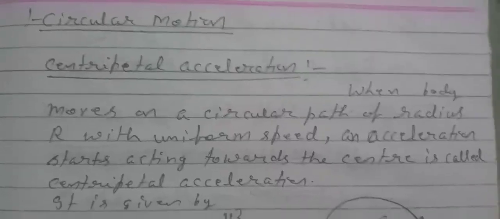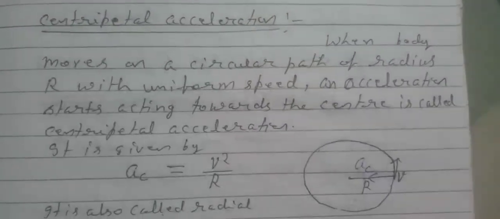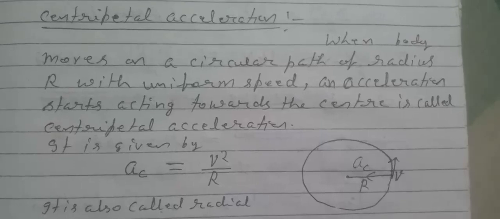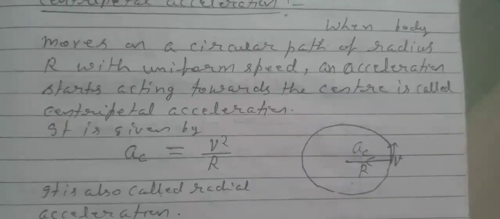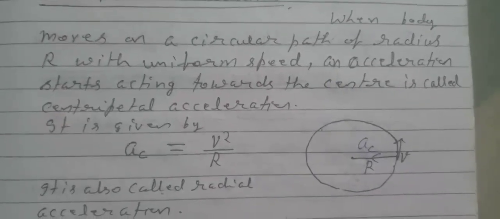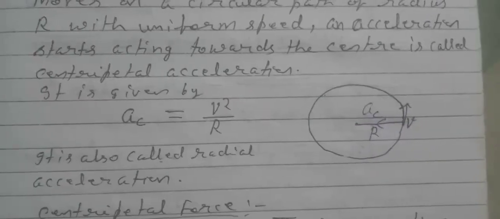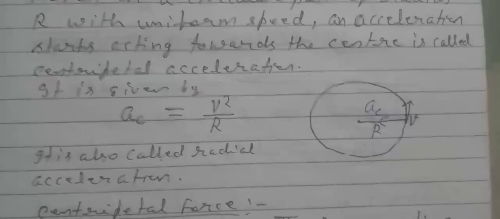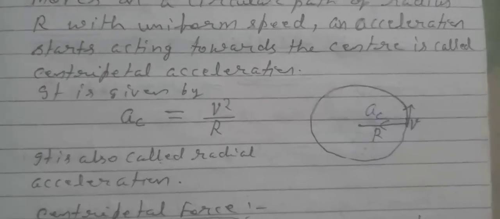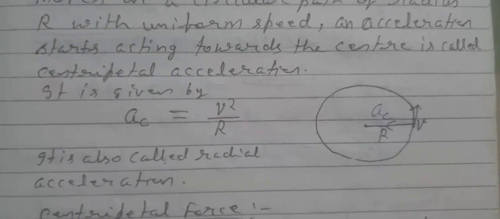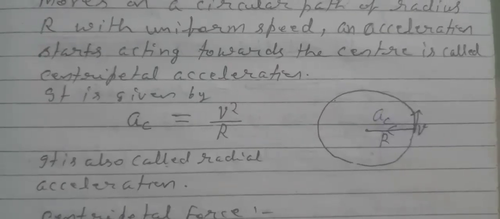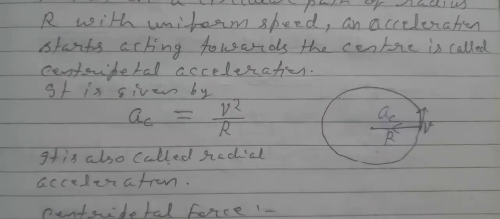Circular motion, centripetal acceleration. When a body moves on a circular path of radius r with uniform speed, an acceleration acting toward the center is called centripetal acceleration. It is given by a_c equals v square by r, where v is the speed of the particle on the circular path and r is the radius of the circular path. It is also called radial acceleration.